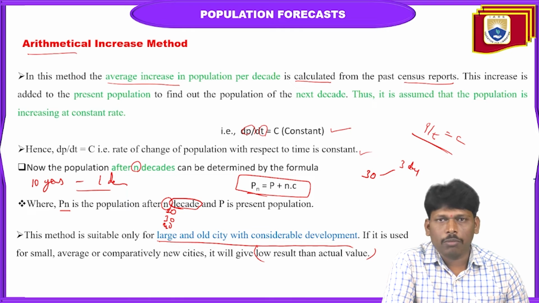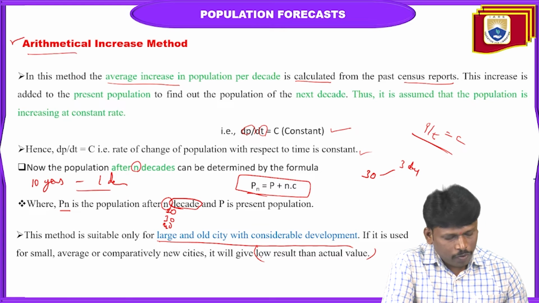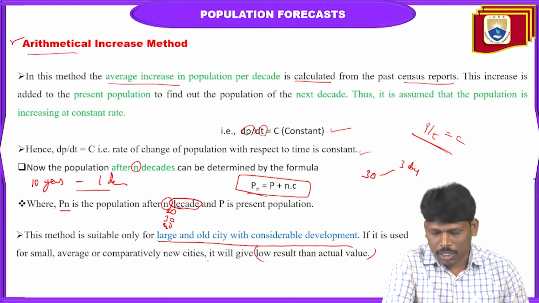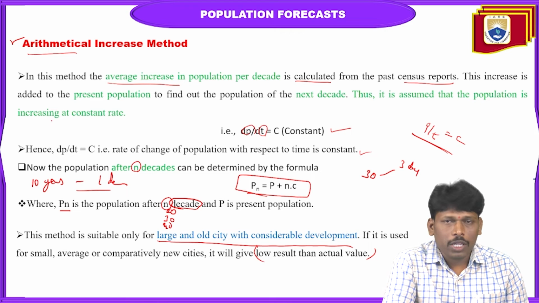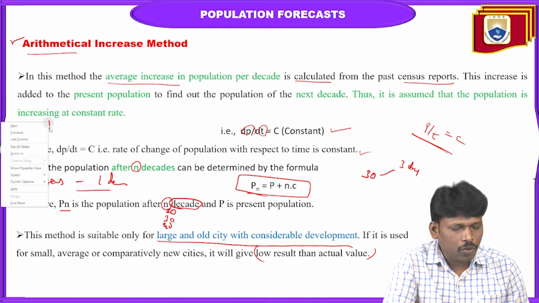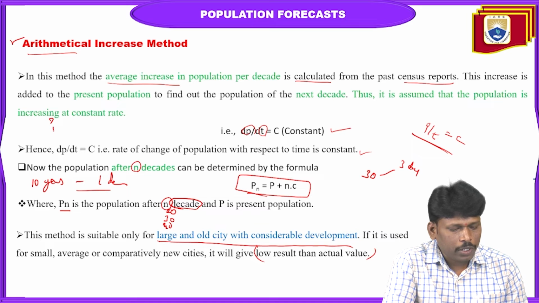So that's why please remember that this arithmetical increase method can be used only for the large and old cities with a considerable development. So we can't apply this method for the new cities. So here the formula to calculate the population in n decades is P_n equal to P plus n into C.